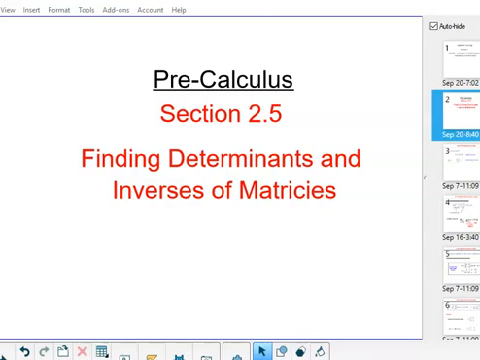We're looking at section 2.5, which is finding determinants, something called determinants, and the inverses of matrices. So we need determinants in order to find the inverse of matrices. We need to find the inverse of matrices because we use it to solve systems of equations with matrices. Right now, we're looking at solving systems of equations algebraically. This is the prerequisite for solving systems using matrices.